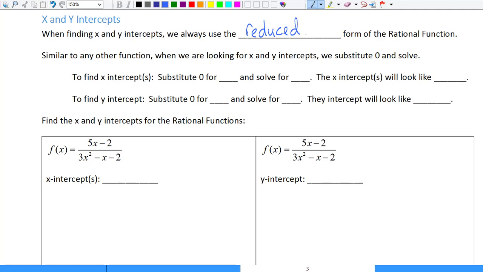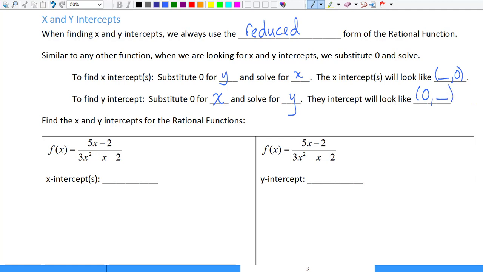So to find the x-intercept, we substitute 0 for y and then solve for x. The answer is going to look like some value, comma, 0. Whatever the x you solve for will go in the x spot, comma, 0. But to find the y-intercept, we substitute 0 in for x and then solve for y. So the answer will look like 0, comma, some value.